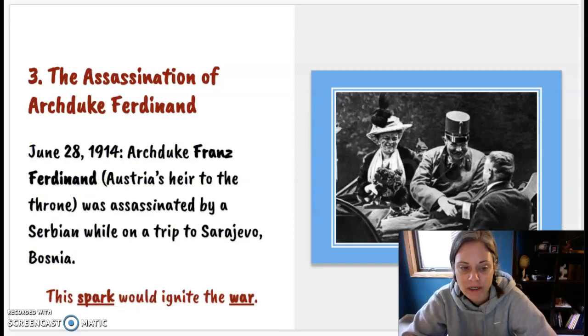But the real spark to the First World War happened when Archduke Ferdinand of Austria-Hungary was assassinated by a Serbian national. This pushed alliances together and showed which countries had specific support. This picture on the right is actually Archduke Ferdinand and his wife, Sophie, prior to the assassination.